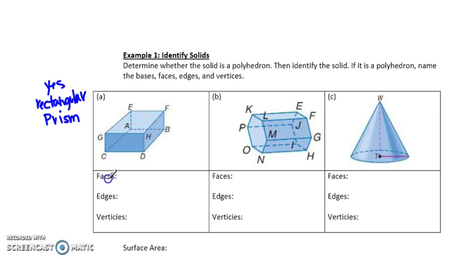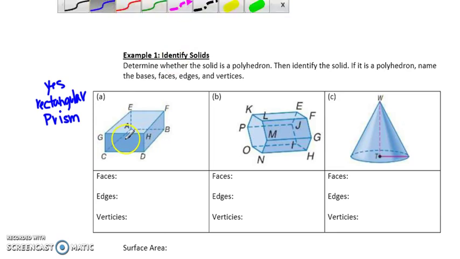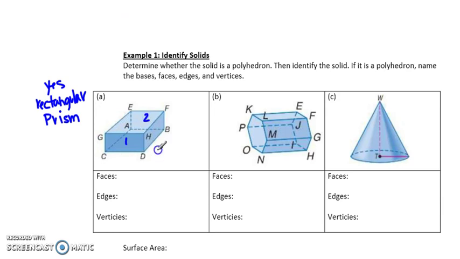So the faces, this is a face, this is a face, this is a face. We have a face or a base on that side, we have a face there, and then we have a face on the bottom. So if we count up all of those faces, we have our bases 1 and 2, because those are still considered faces. And then we have 3, and then our top 4, and then our side 5, and then our bottom 6.